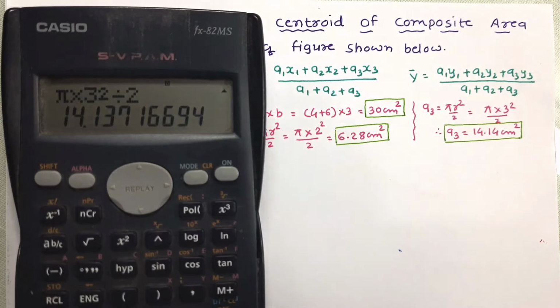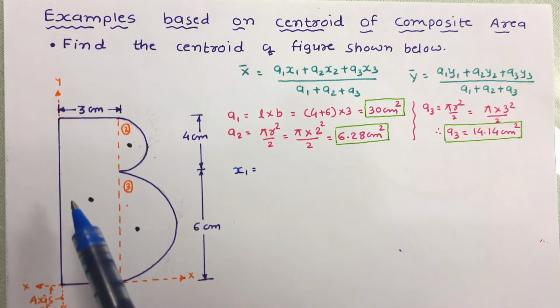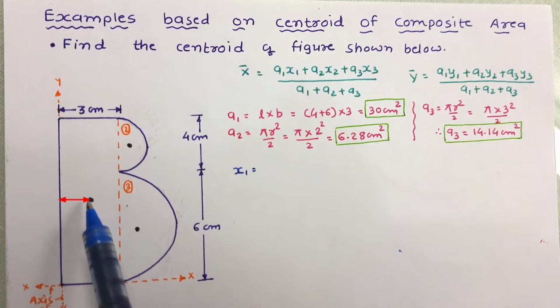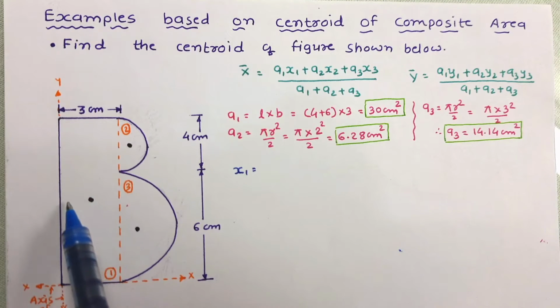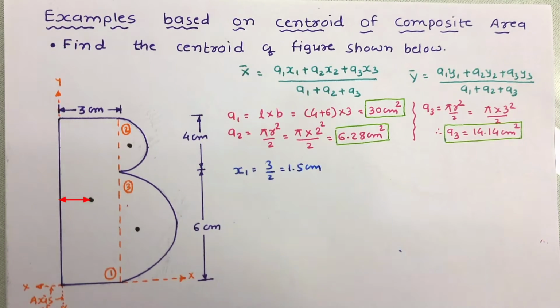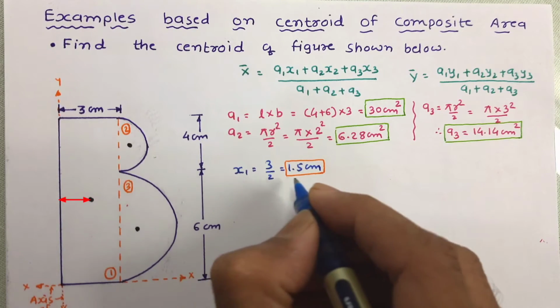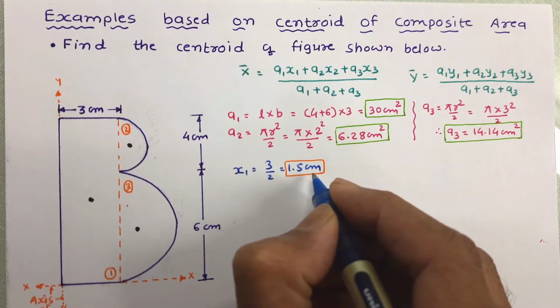Now let us work out x1, x2, x3. We know that x1 is the centroidal distance of the first figure from the reference y-y axis. So it is this much distance. The total width of the rectangle is 3. So this distance will be half of it. So x1 has been worked out as 1.5 centimeter.